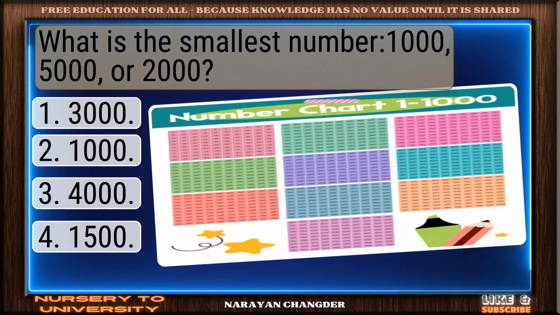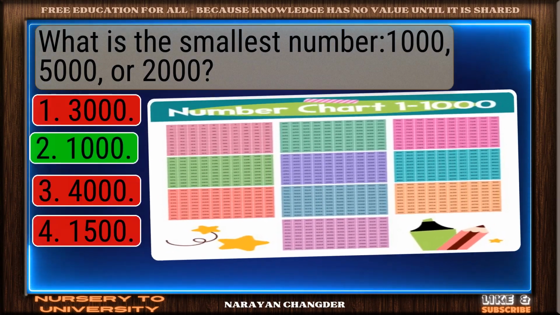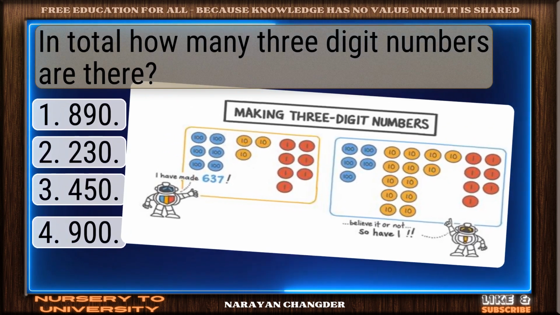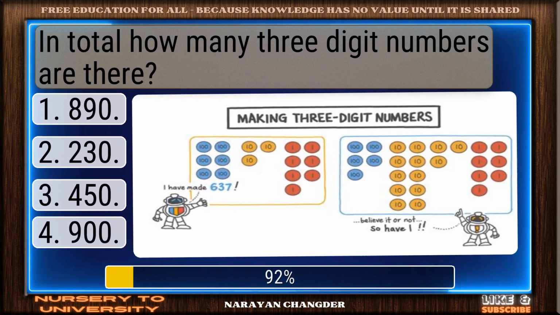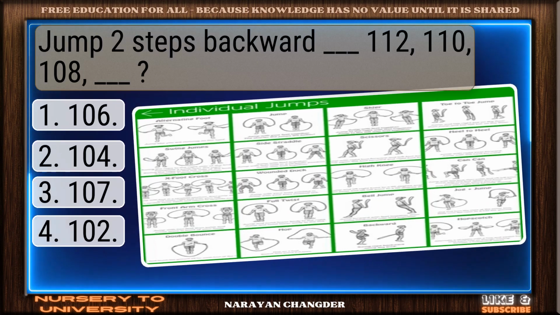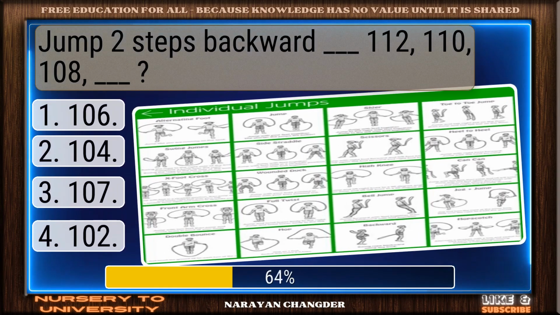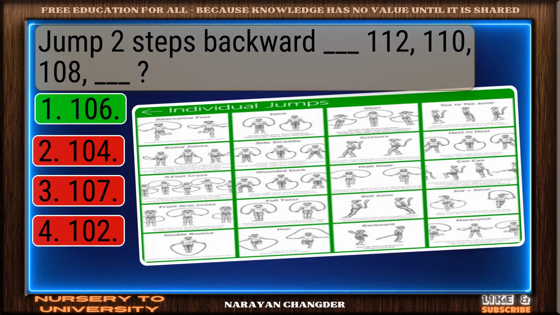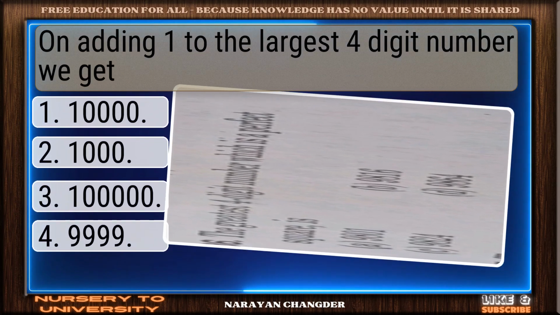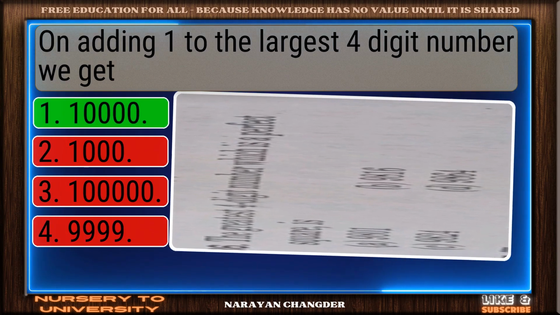What is the smallest number: 1,000, 5,000 or 2,000? 1,000 is the answer. In total, how many 3-digit numbers are there? Solid response. 900 is a valid choice. Jump 2 steps backward: 112, 110, 108, dash. You got it. Your choice 106 is right. On adding 1 to the largest 4-digit number we get. Solid response. 10,000 is a valid choice.